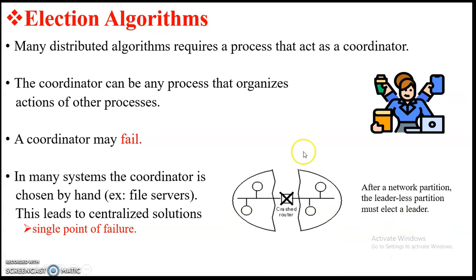Now let us look at this example wherein these are the two partitions of the network and they are connected with a router. But when this router itself crashes, then the two networks are leaderless. So a leader or a coordinator must be elected. How to elect a new coordinator, or how to choose a new coordinator? Here the concept of election algorithm comes into the picture.